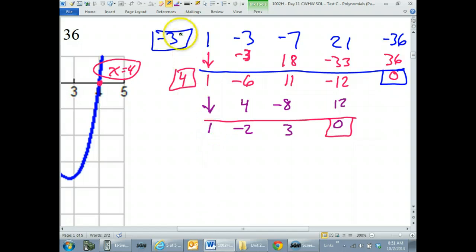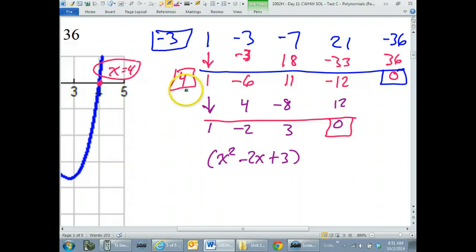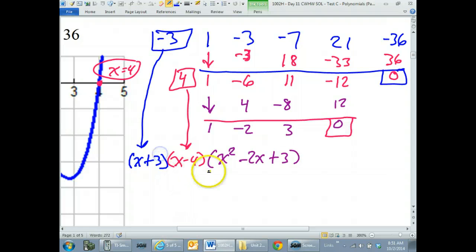So the trinomial I have right now is x squared minus 2x plus 3. That's my trinomial. Let's not forget the factors that come from the zeros that we already have, if we ever needed them. This represents a factor of x minus 4, and this one represents a factor of x plus 3. So far we factored down to this. But probably this purple thing is further factorable.